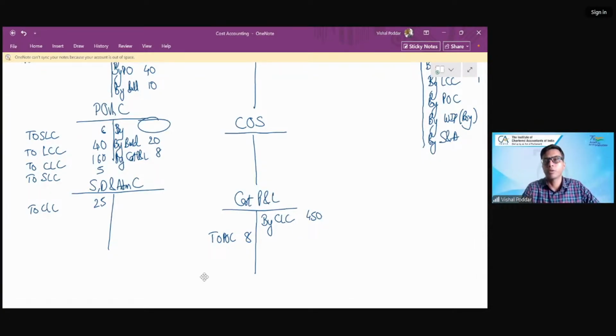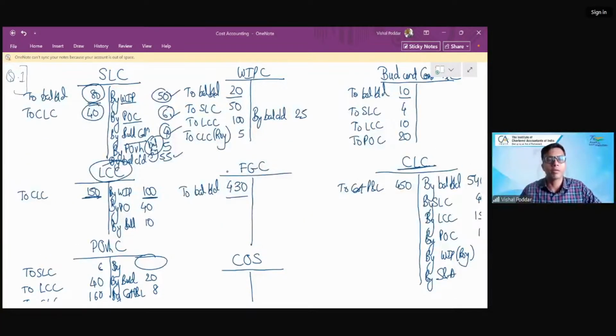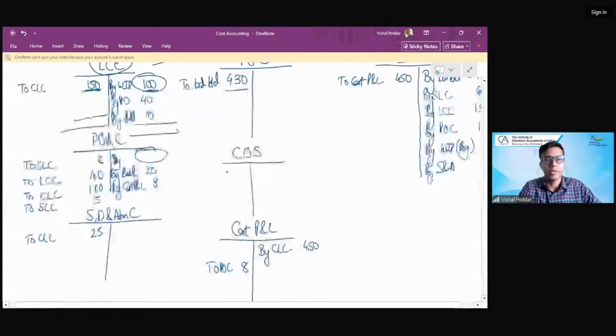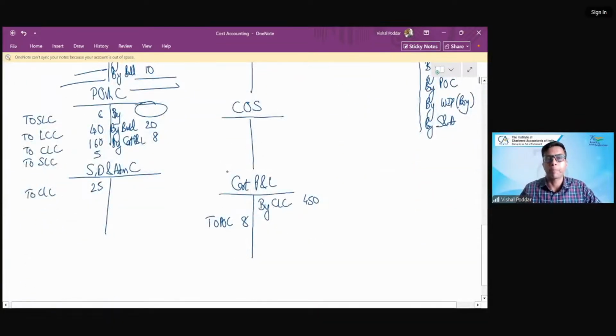Correct, Tejaswin. You're right. So now ultimately my material account is settled. It is closed. Labor anyways was settled because I had already identified the balance and did the posting. Now what is left is POC.